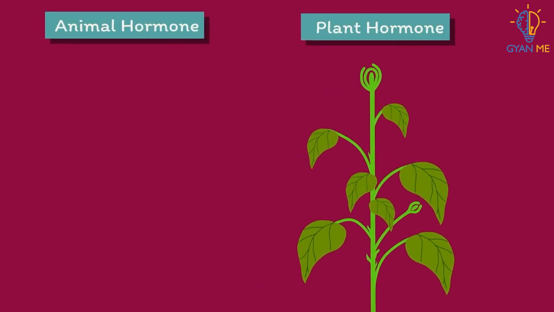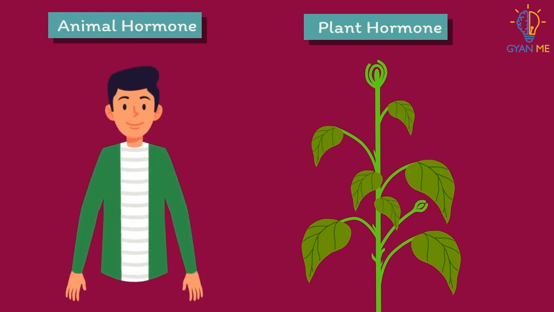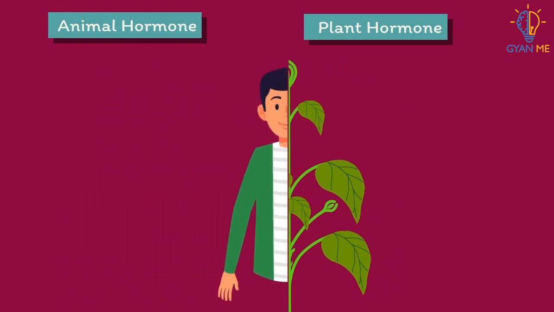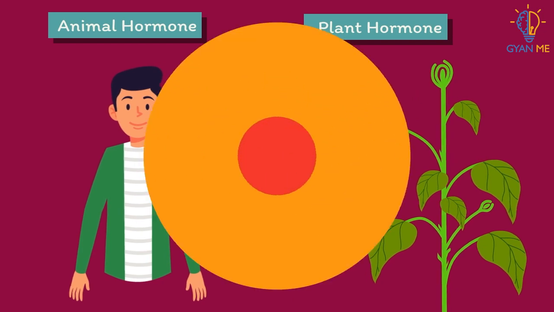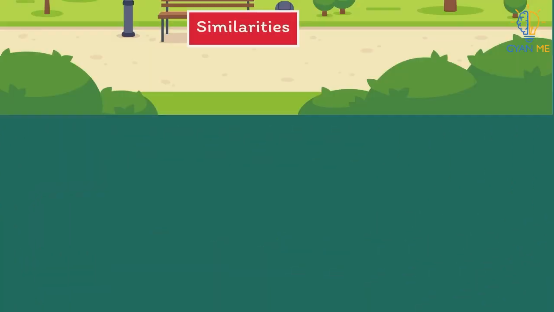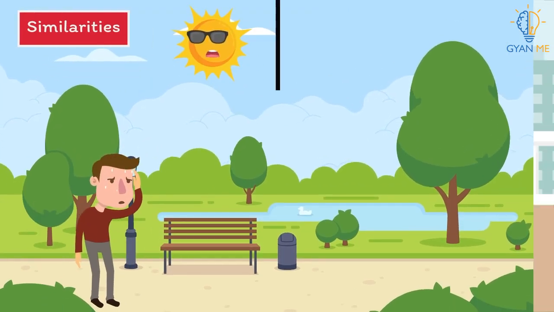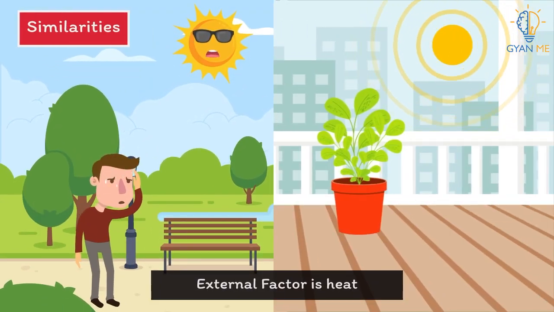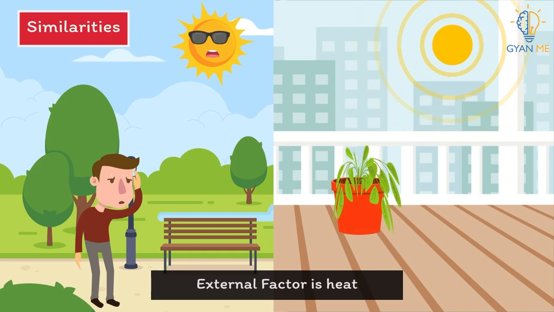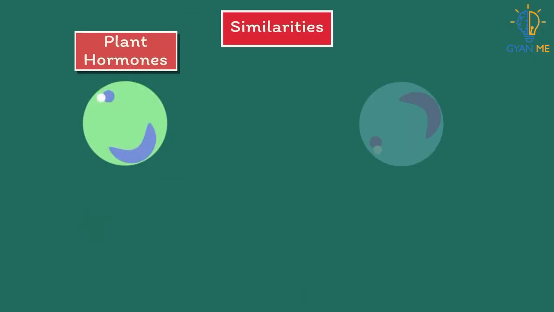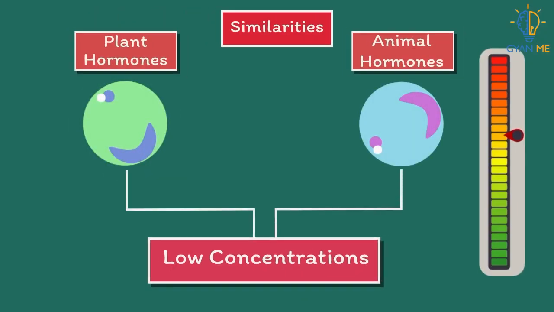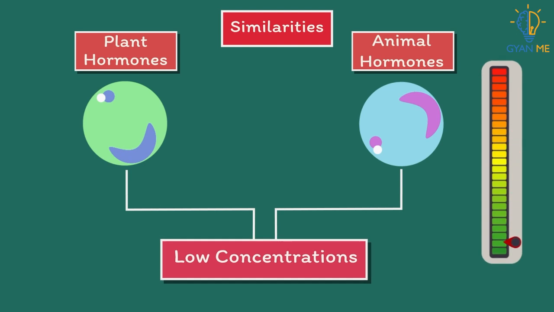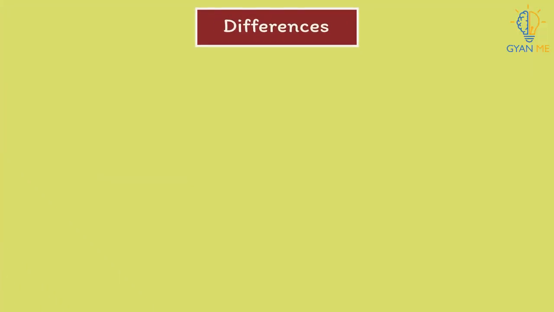Although both plant and animal hormones have some similarities, they have differences as well. Let us see them. First, let's see about similarities. Like animal hormones, plant hormones are also triggered by external environmental factors. Both plant and animal hormones are effective at low concentrations. Now, let's see the differences.